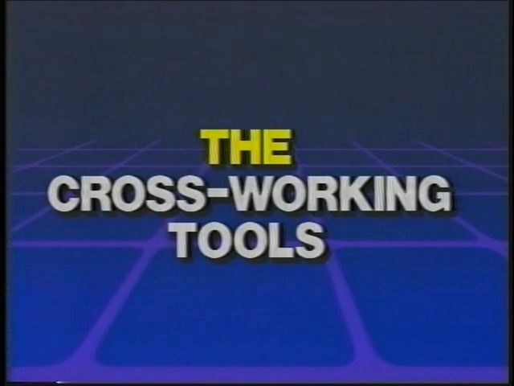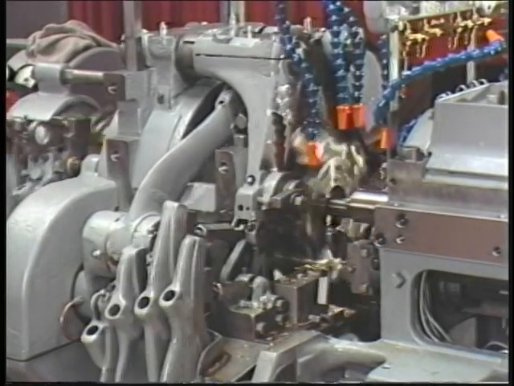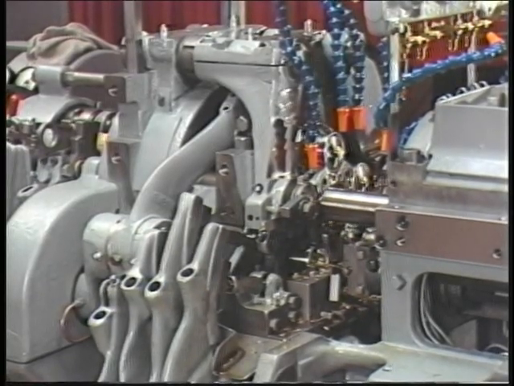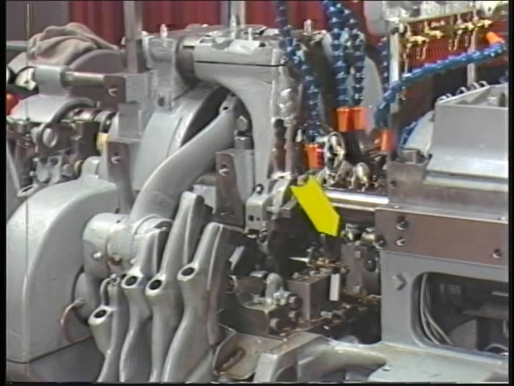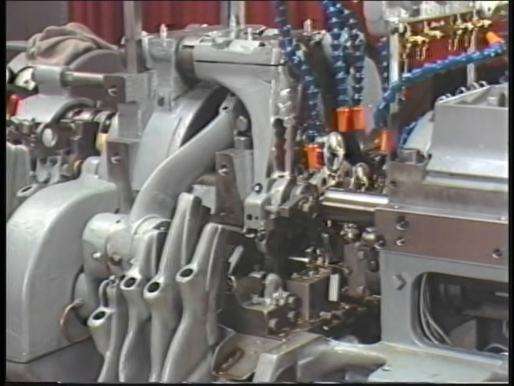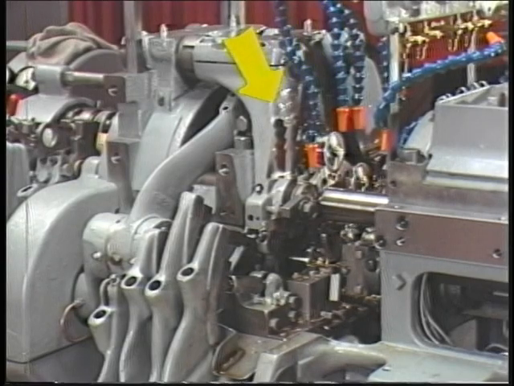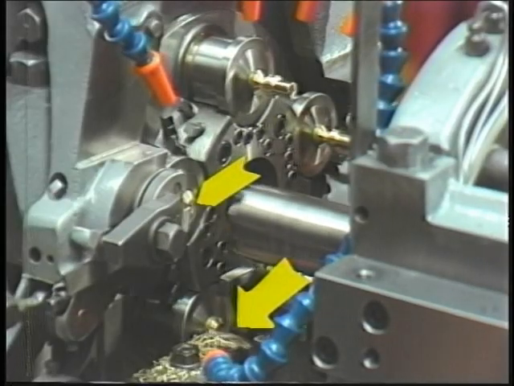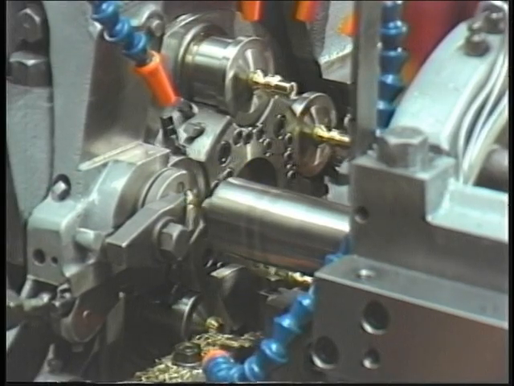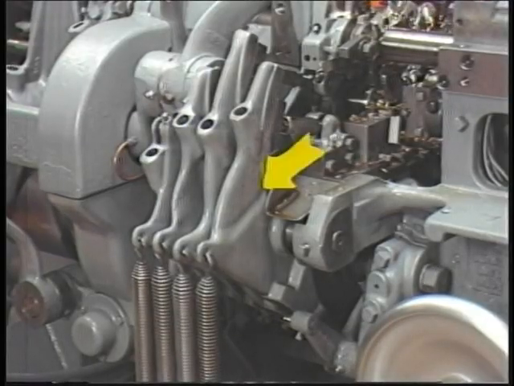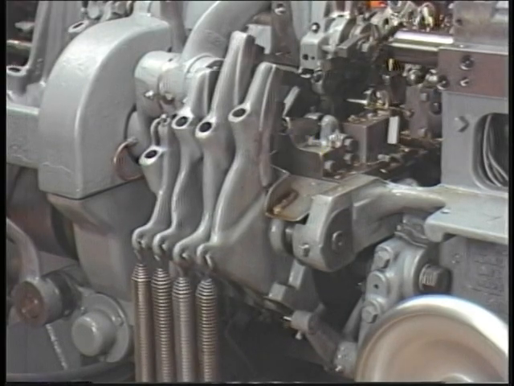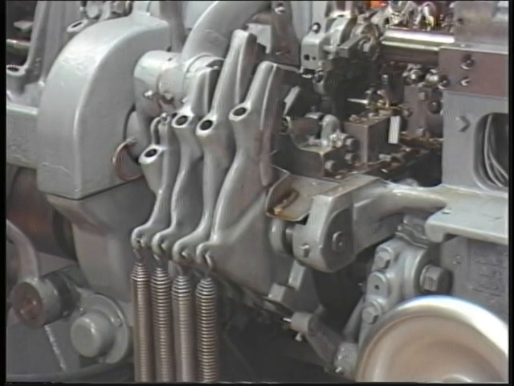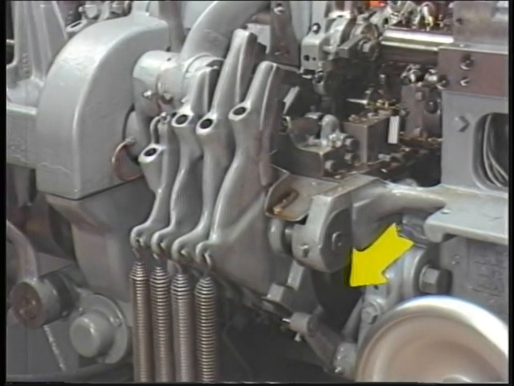The cross-working tools. You were introduced to the front and rear cross slides and the front and rear tool arms in the second tape. The tool arms and the cross slides hold the cross-working tools. The front cam levers operate the cross-working tools. The cam levers are activated individually by the cams and are spring returned.